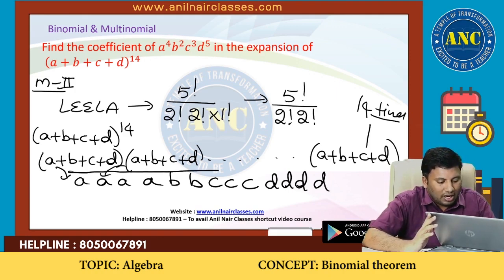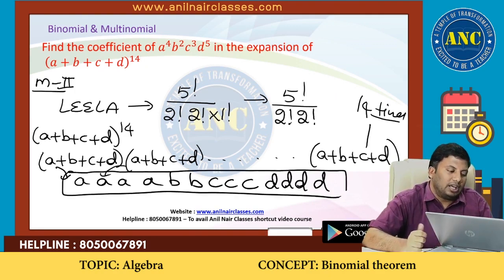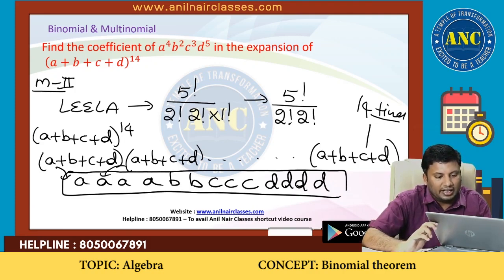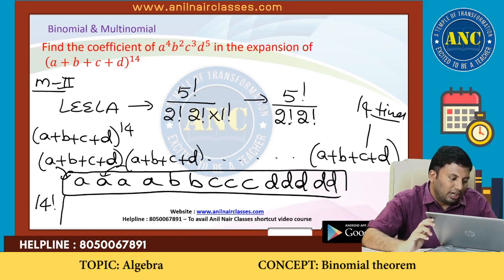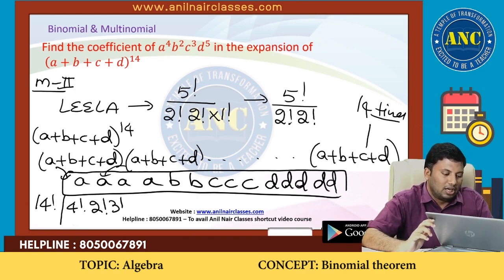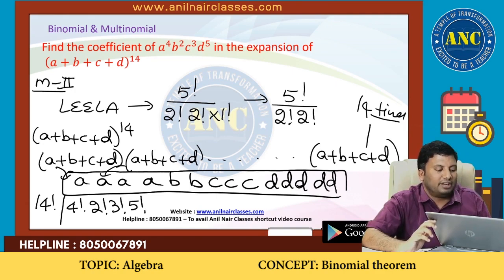Now, once you understand the Leela example, it will be clear. Totally, how many are there? 4 plus 2 plus 3 plus 5, 14. So these 14 letters can be arranged in 14 factorial. A can be arranged in 4 factorial, B can be arranged in 2 factorial, C can be arranged in 3 factorial, D can be arranged in 5 factorial.